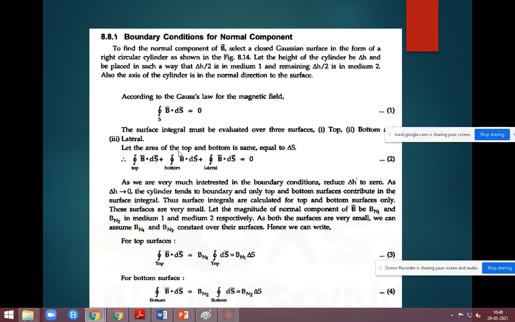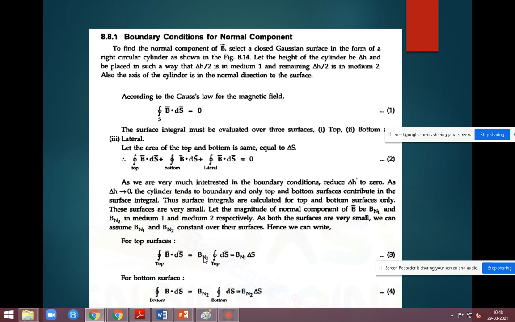The very important part will be the top and bottom. Okay, so that is the only thing we are going to consider. So for the top surface, you can write the equation as Gauss law for the top surface: integral of B vector dot ds vector equal to Bn1.